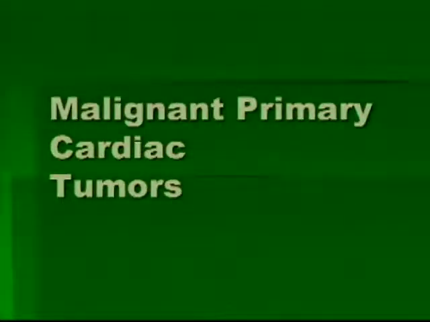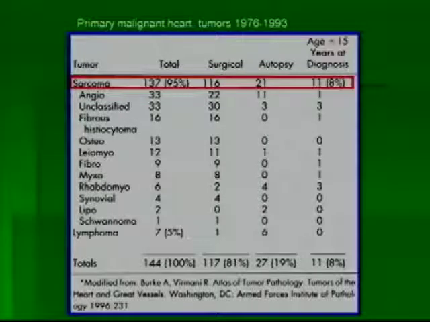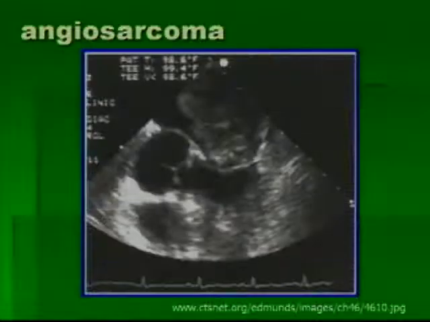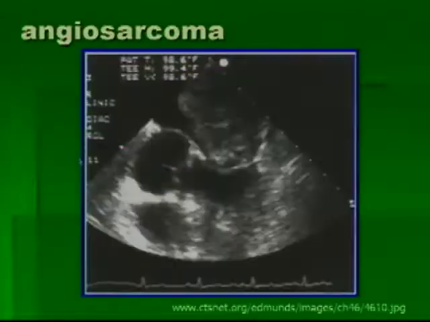Malignant primary cardiac tumors is our next topic, and essentially this topic is all about sarcomas. 95%, at least in this series, of a wide range of years, you can see 1976 to 1993, ended up being sarcomas. Here's a picture of an angiosarcoma. This is a transesophageal view. You can see the aortic valve. And this tumor is actually located in the left atrium and growing and getting very close to the mitral valve, if not having a wrecking ball effect.